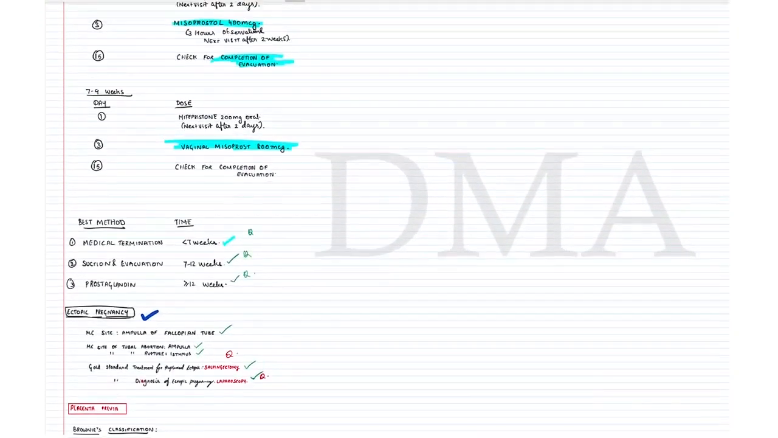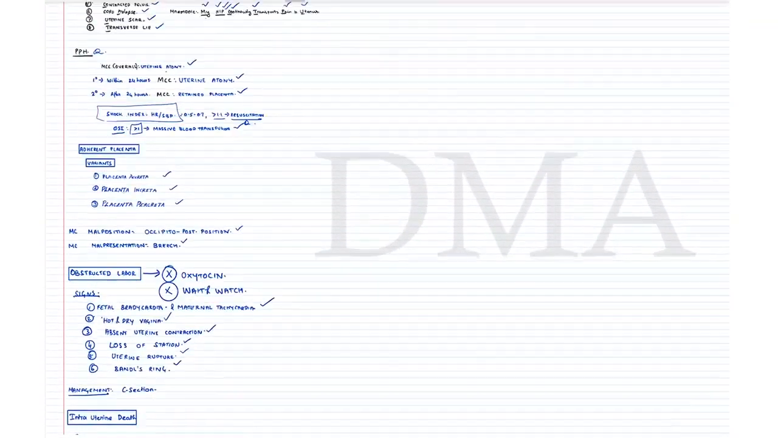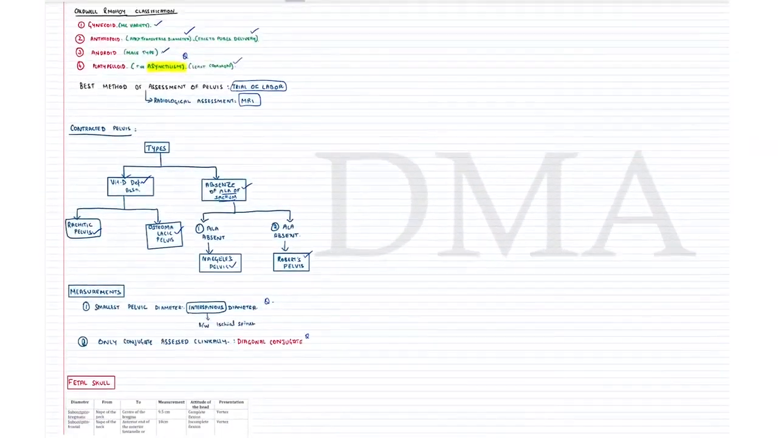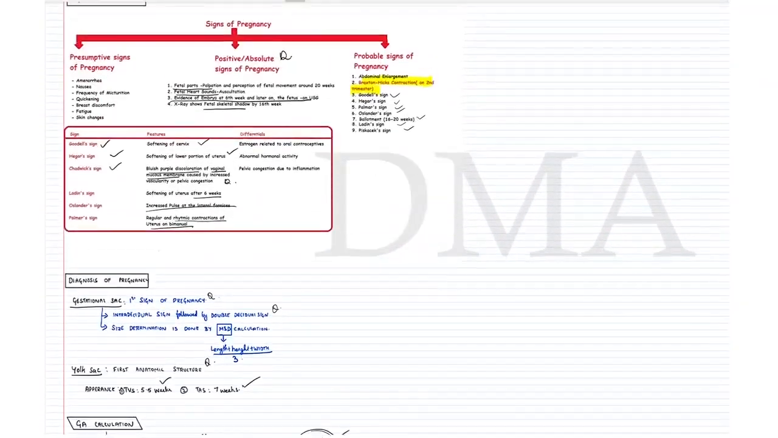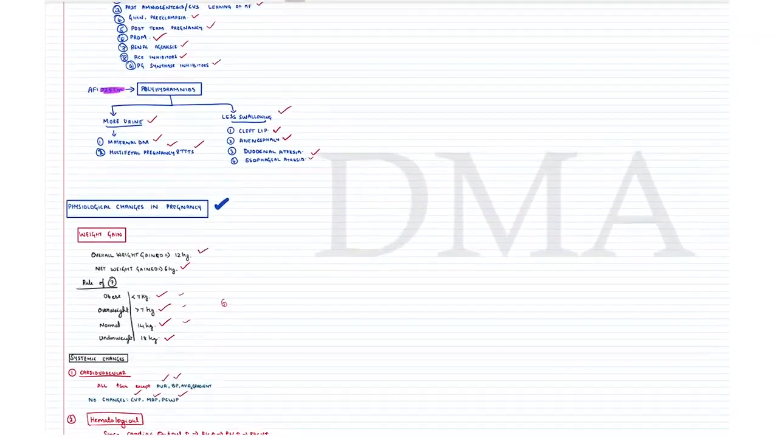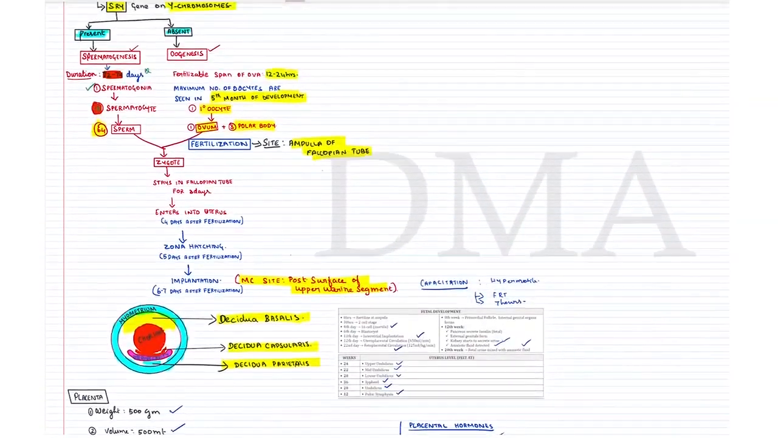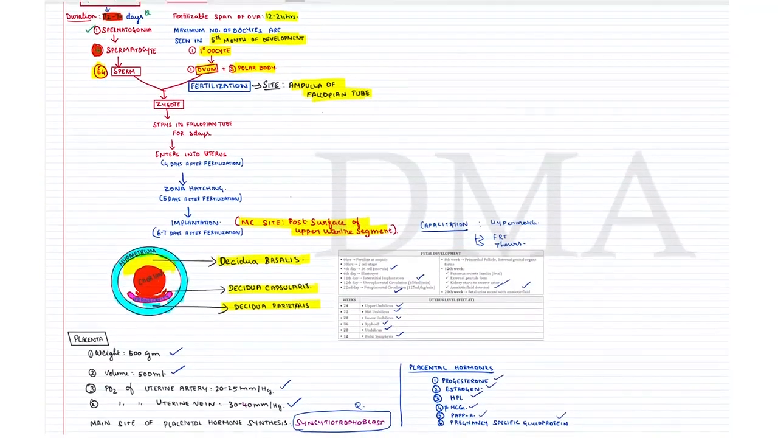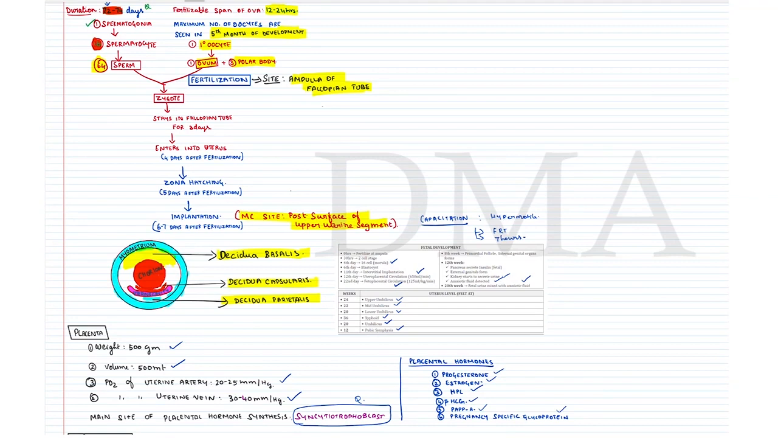Okay, so the important ones I'm going to highlight in 4 minutes. What are the things you need to know? One primary spermatocyte gives rise to 4 sperms, and the endometrium, after fertilization and implantation, is called the decidua. You know the decidua locations.